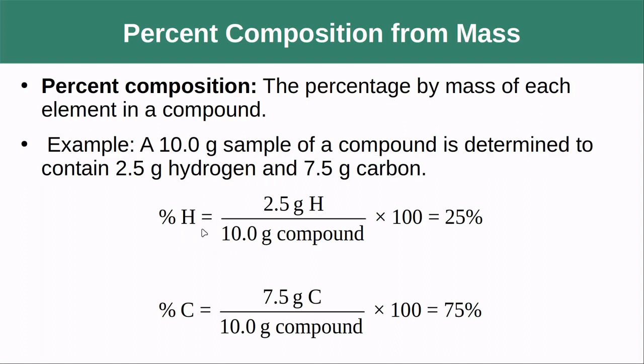To calculate the percent hydrogen, it's pretty simple. I just take the mass of hydrogen and I divide it by the total mass of the compound. I multiply that by 100 and I get 25%. To calculate the percent of carbon, I take the 7.5 grams, I divide it by the total mass, I multiply that by 100%, and I find out that it's 75% carbon. If I add 25% plus 75% together, I get 100%, which is consistent with what I know about this compound now, that it is just composed of hydrogen and carbon.